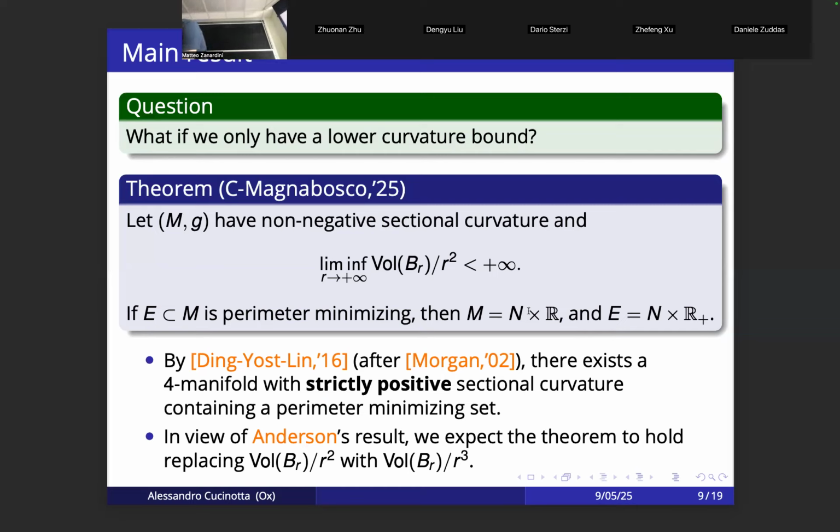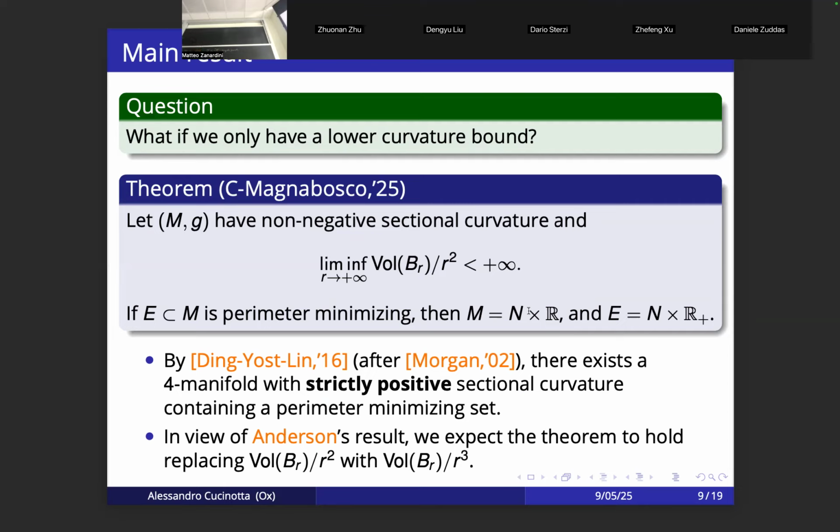Okay, we have a lot of time, so let me tell you. Suppose that you have a perimeter minimizing set in a manifold, and suppose that there is a singular set, so there is a subset of the boundary which is made of singular points.